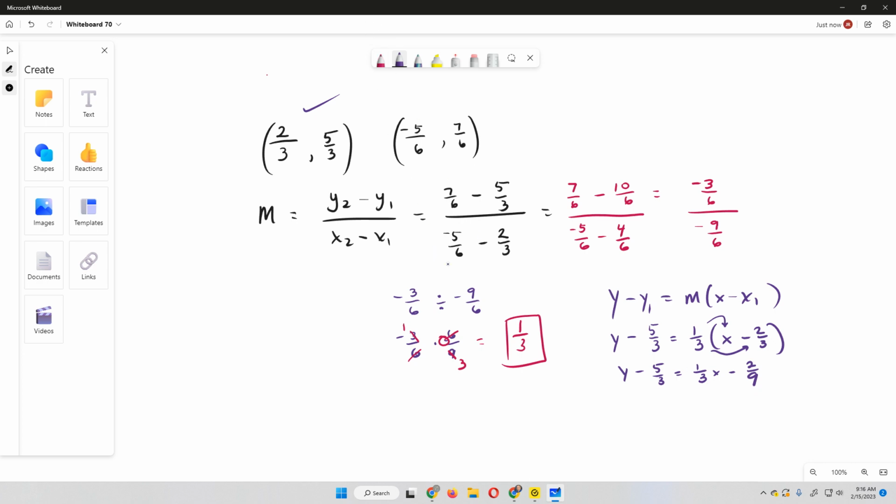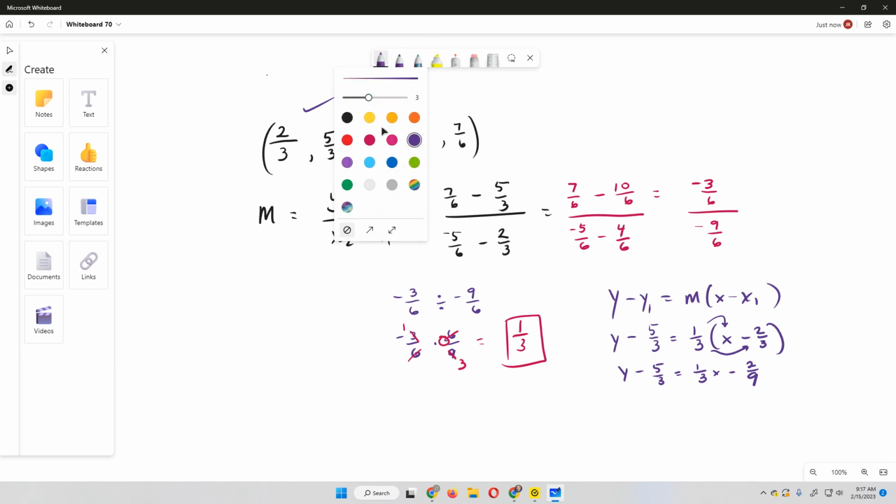Now, here was a good reason to choose this one instead of the other one. It's a lot easier to get a common denominator with 3 and 9 than it is with 6 and 9. I mean, you can get it. It still is 18, but the number is smaller. So just pick whichever one makes you happy.